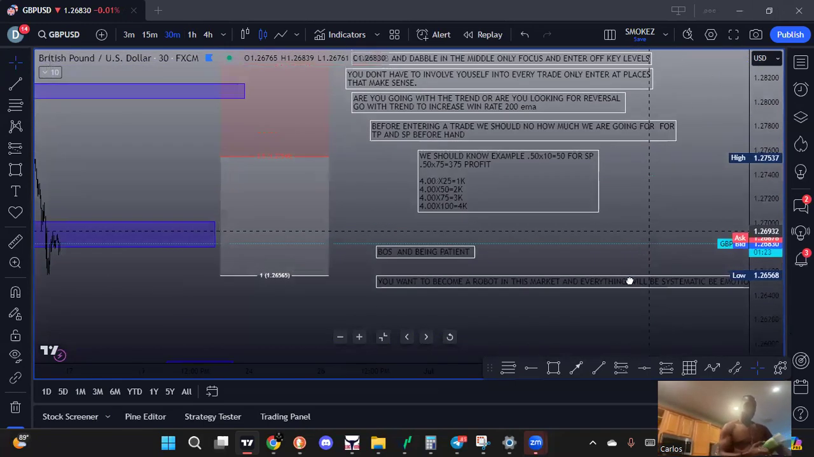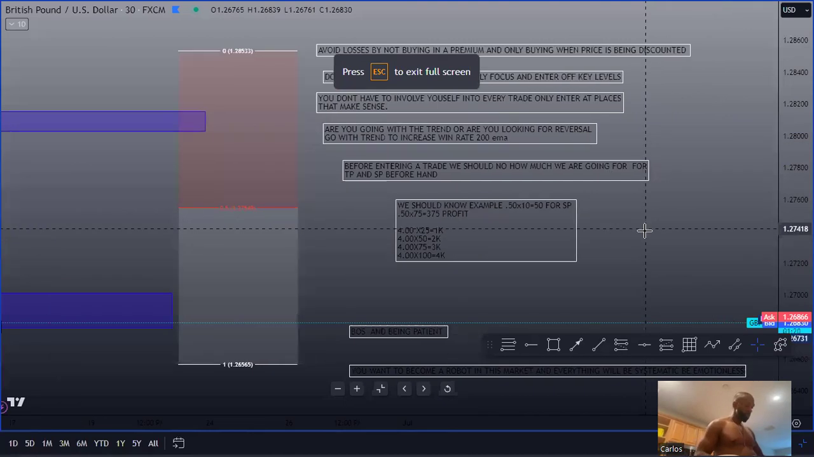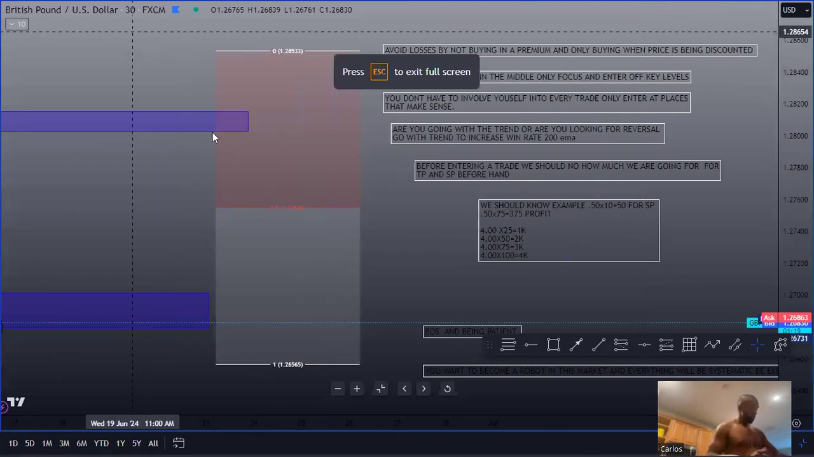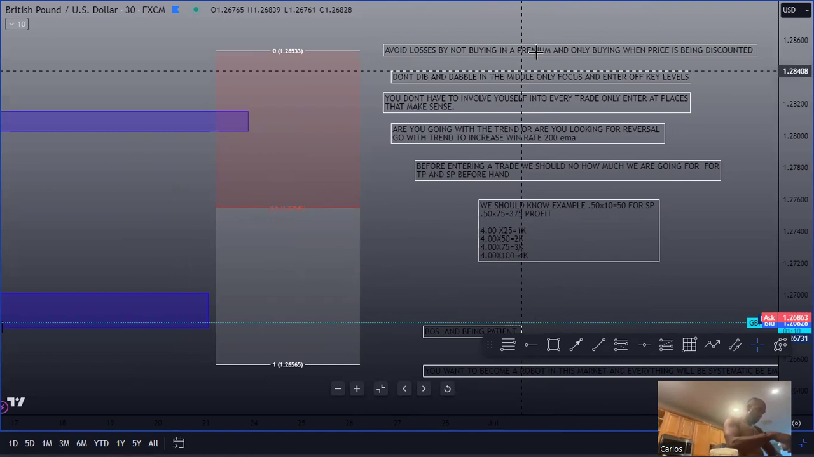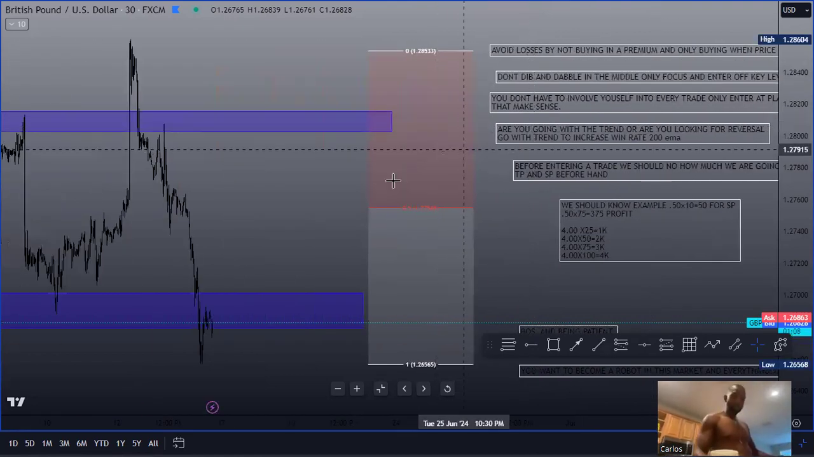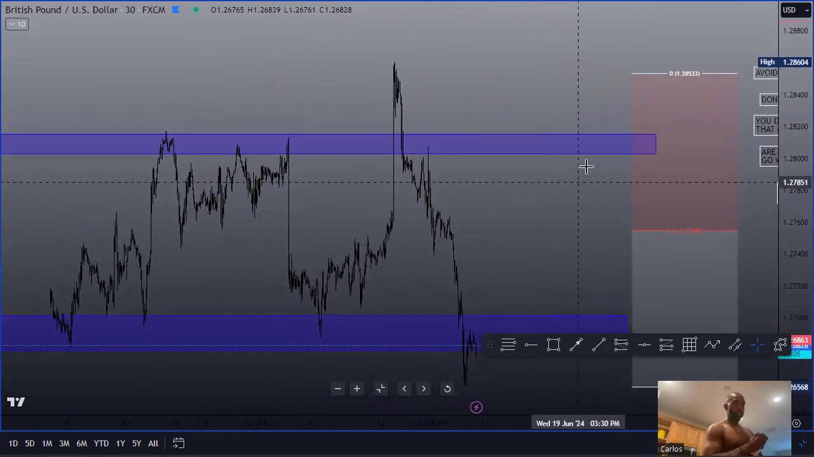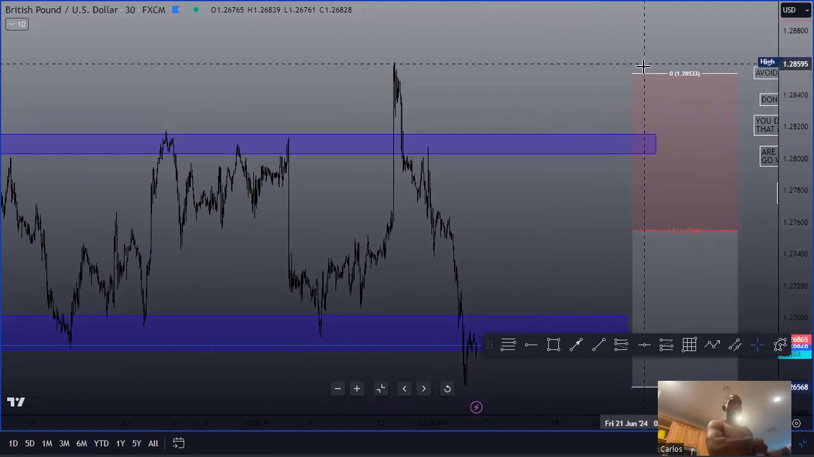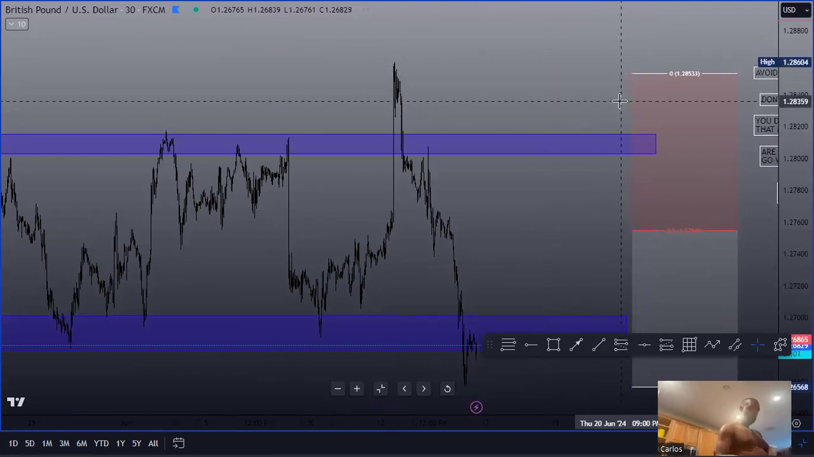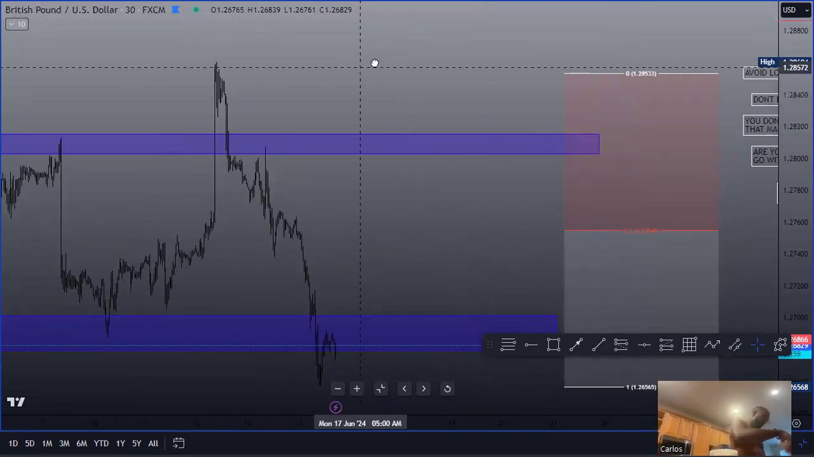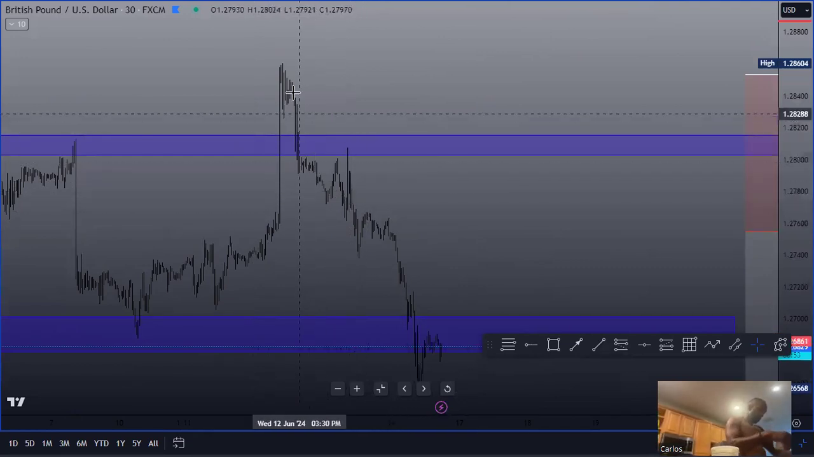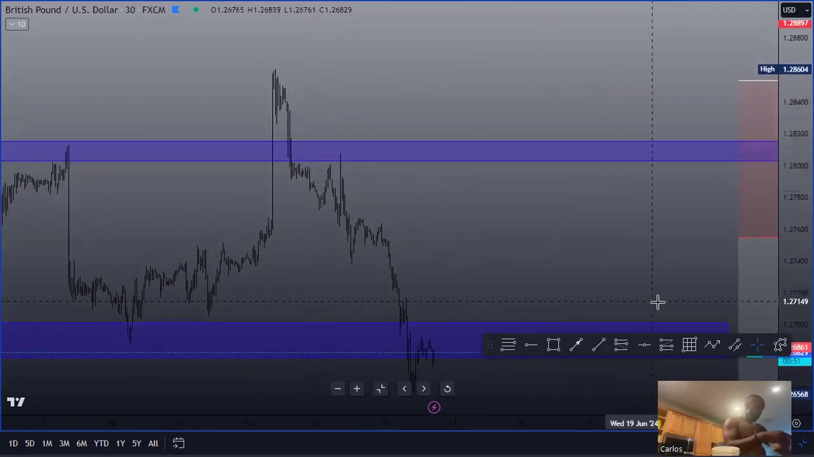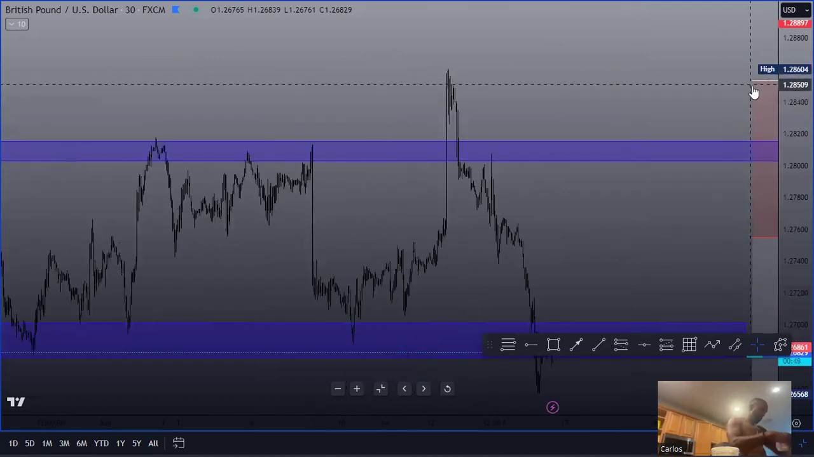So let's knock this lesson out real quick. We're gonna avoid losses by not buying in a premium and only buying when price is being discounted. So what that means is if price is in a premium, price is high, why would you be trying to buy? We should not be looking for buys here. We should be looking for sell offs because price is high.